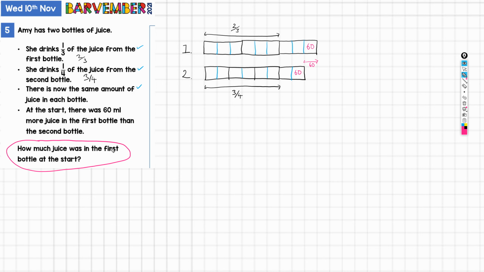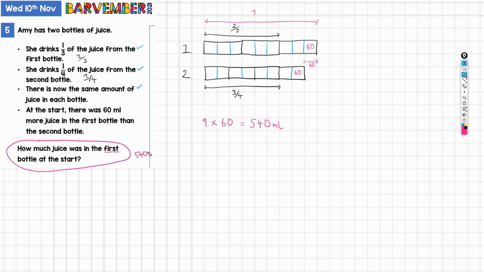So how much juice was in the first bottle at the start? Well, this is what I should have done. So this is my question mark. That's my question, isn't it? And how do I work that out? Well, we've got 1, 2, 3, 4, 5, 6, 7, 8, 9. So we need 9 times 60, which gives us, so 10 times 60 is obviously 600, so 9 times 60 is going to be 540 millilitres. And that's our answer.